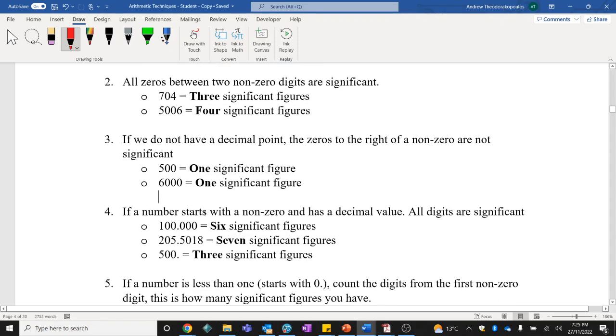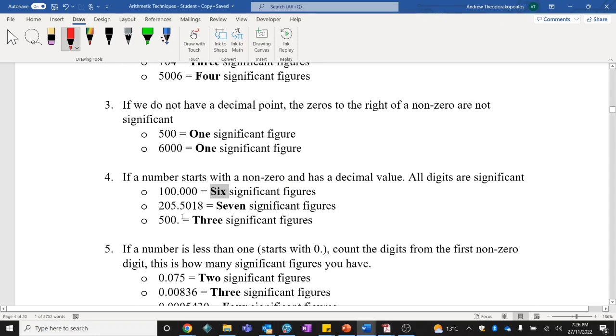If a number starts with a non-zero, so like starts with a 1, starts with a 2, starts with a 5, and it is a decimal number, like this, all digits are significant. Okay, so 100. Now, typically, these 2 numbers here would not have been significant, but because we have a decimal point here, and 3 zeros to follow, well, then we have 6 significant figures.